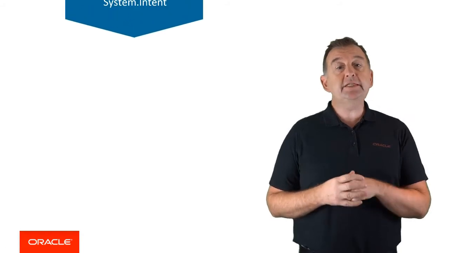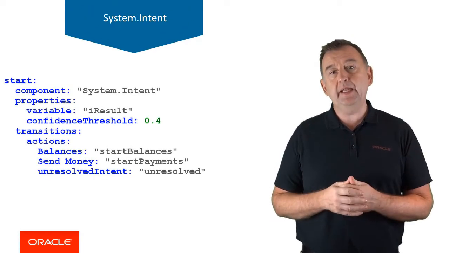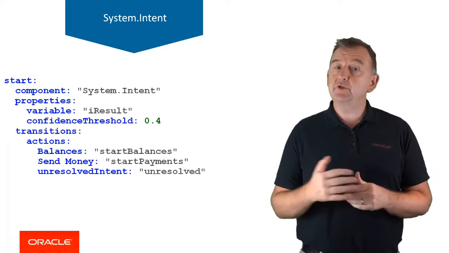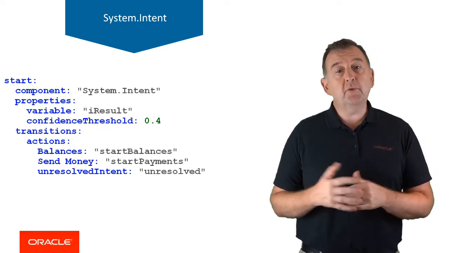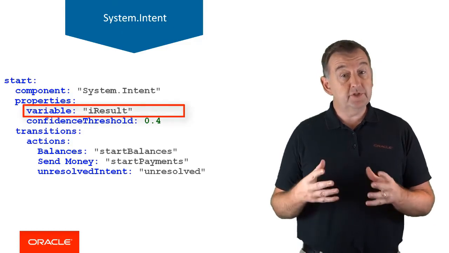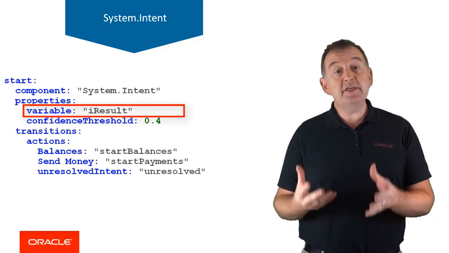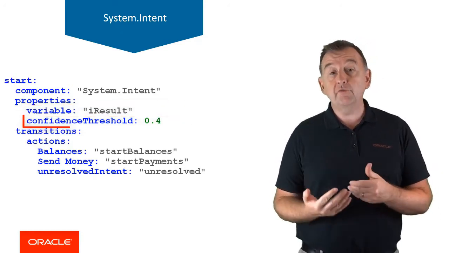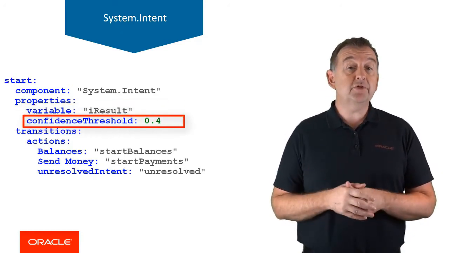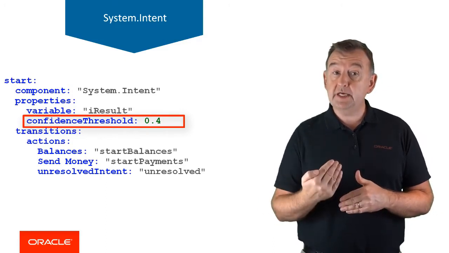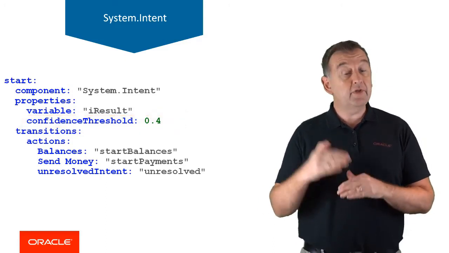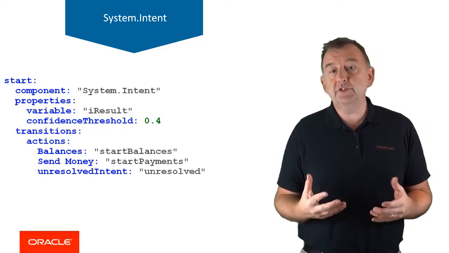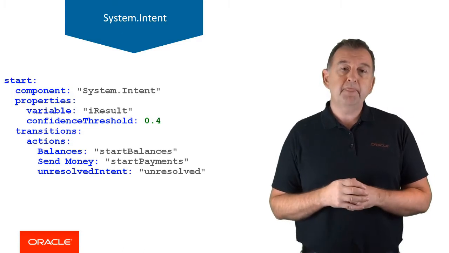Okay, we'll start with the intent system component, which is how we invoke the NLP engine from the dialogue flow to get inputs from the user and resolve it to one of our intents. Now, the component properties include the name of the variable, which is of type NLP result, and it's in this variable that the result of the intent resolution is placed. You also have a confidence threshold that intent results must exceed in order to be processed. And typically you'll see this component at the topmost state in the flow, because determining the user's intent is often going to be the very first thing that the bot tries to do.